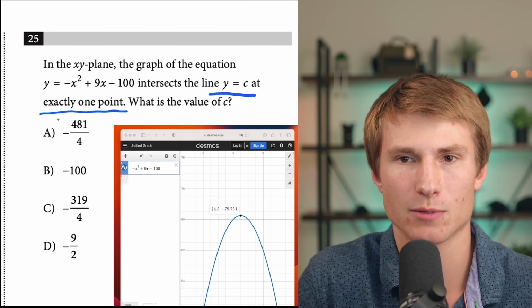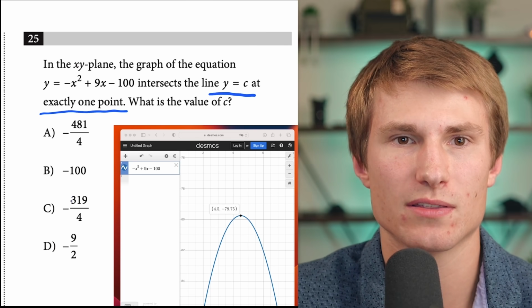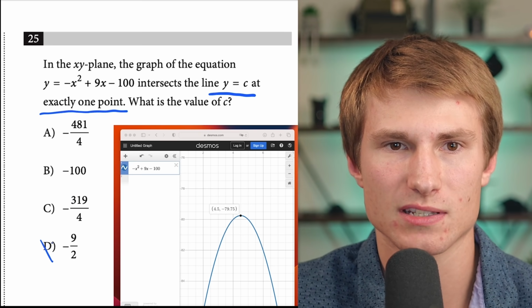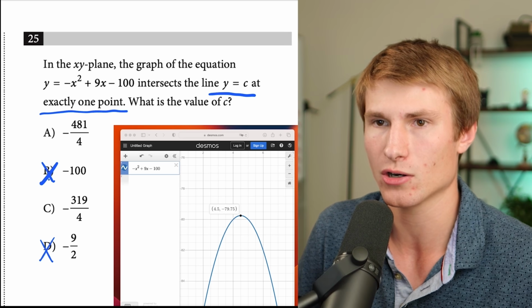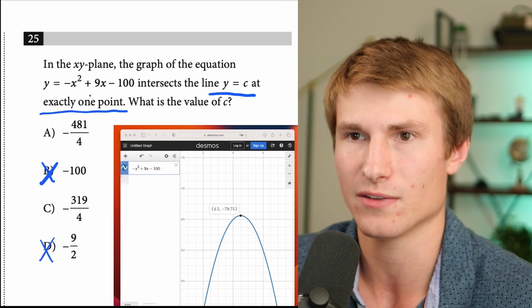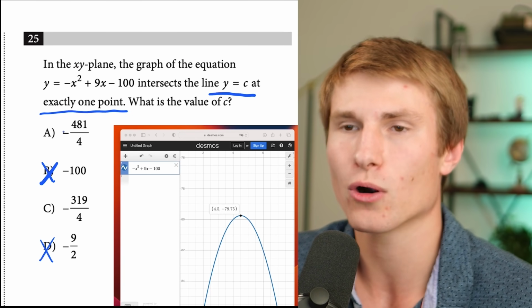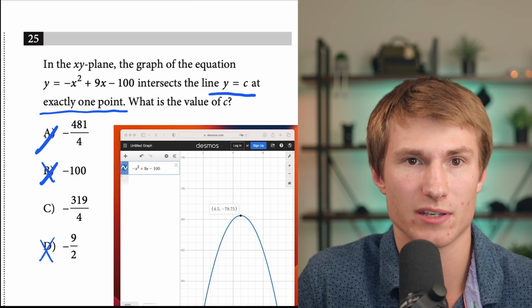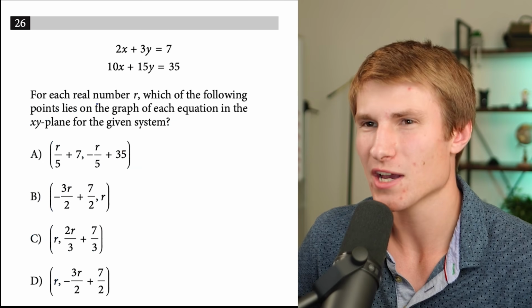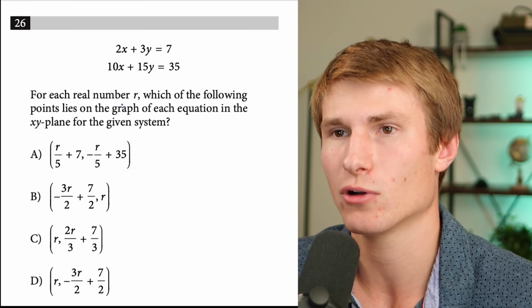We just have to match that up with one of our answer choices now. I see that our answer choices are all negative, but this is obviously going to be way too small a value. Negative 100 we know is not equal to negative 79.75. Negative 481 over 4 would be something below negative 100, so it can't be correct, and our answer would have to be C.